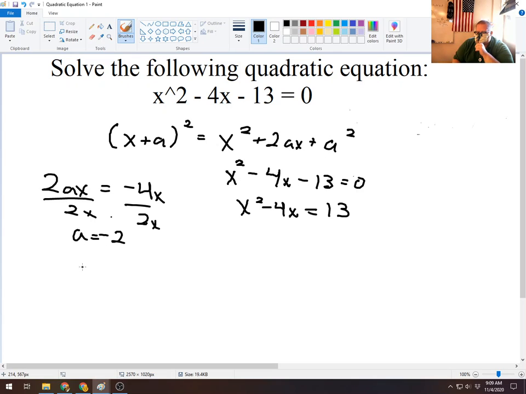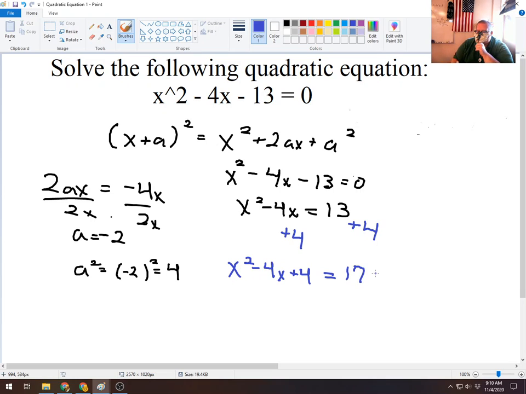So if a is negative 2, a squared is just negative 2 squared, which is positive 4. So I need to add 4 to both sides. Just regular 4, no x's or anything, just plus 4. So now I have x squared minus 4x plus 4 equals 13 plus 4, which is 17.